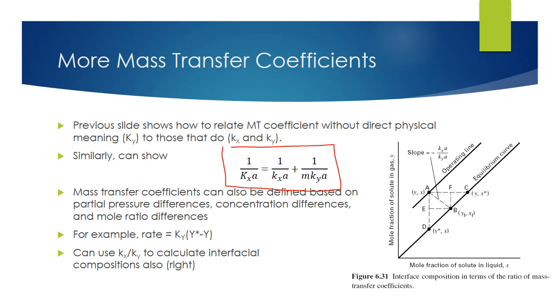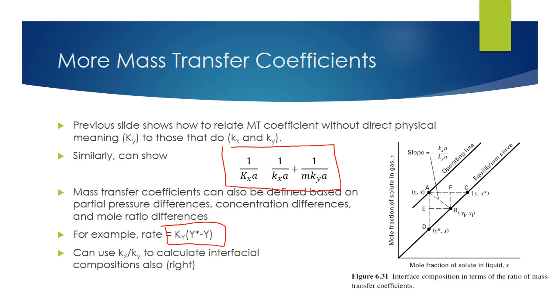You can also define mass transfer coefficients based on partial pressure differences or concentration differences instead of mole fraction differences, and mole ratio differences, capital K and capital K_x and capital K_y, if necessary. So for example, you can write the rate as a capital K uppercase Y multiplied by the difference in uppercase Y star minus uppercase Y. So here, you'd be using mole ratios instead of mole fractions. And that lets you do design, for concentrated systems, based on mole ratios.